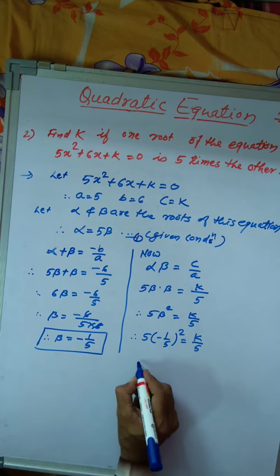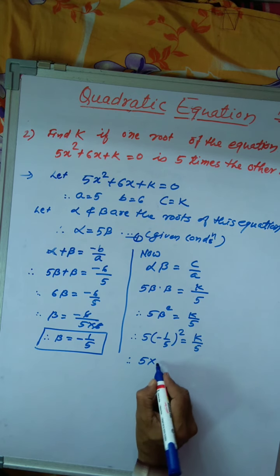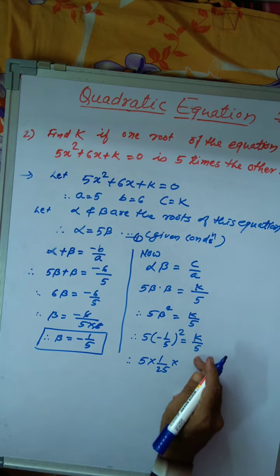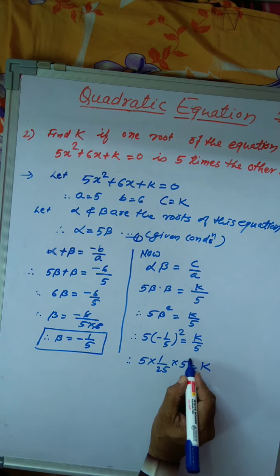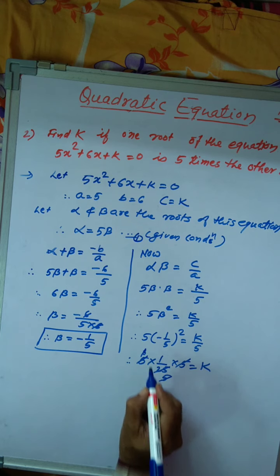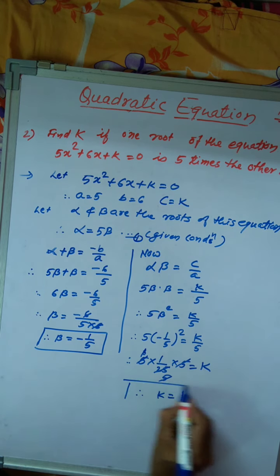Take the 5 to the other side, hence we get 5 into the square of this, which is 1 upon the square of 5, that is 25, into 5 is equal to k. That 5 gets cancelled, and hence k is equal to 1. That is our final answer.